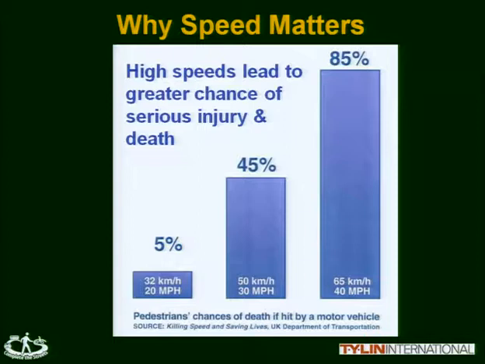So slowing cars down, wherever there are people walking, and if it's an urban area or a suburban area, there will be people walking because 33% of us don't drive. Those people are out walking or riding bicycles.